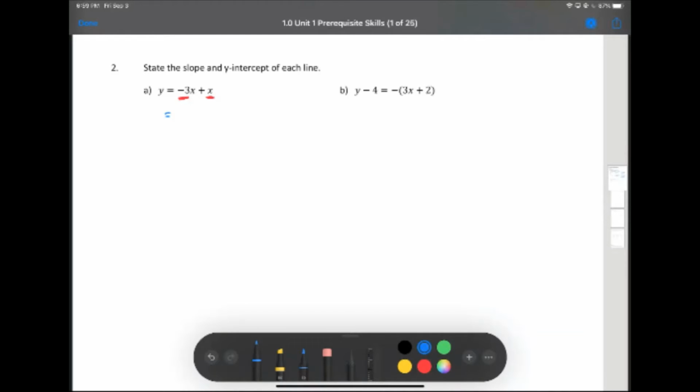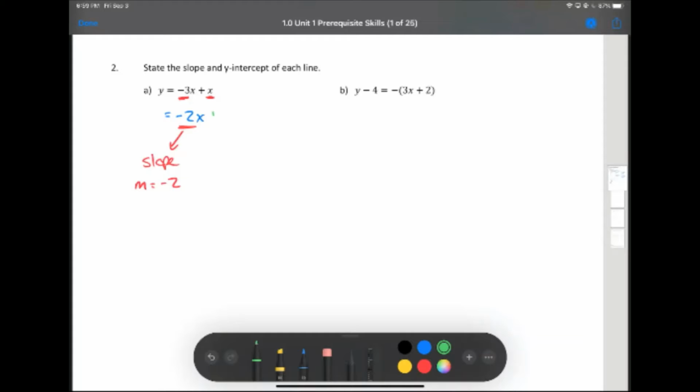I'm guessing this was a typo. And I say I'm guessing because I typed it up a while back and I don't remember. Negative 3x plus x is negative 2x. And now I'll say the number in front of the x is the slope. And usually we denote that with the letter m. So slope equals negative 2.